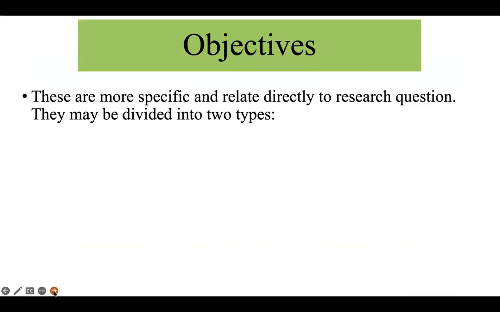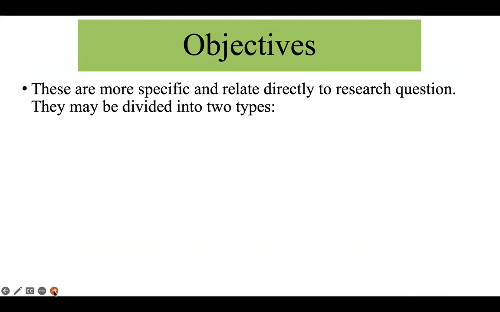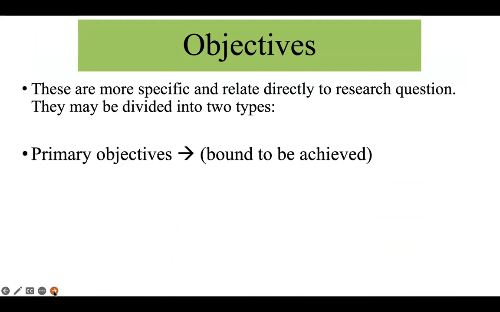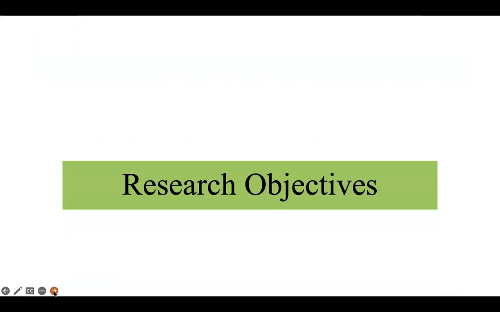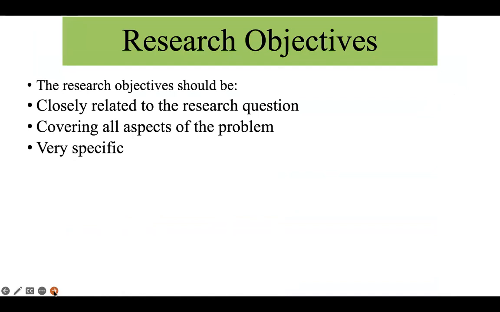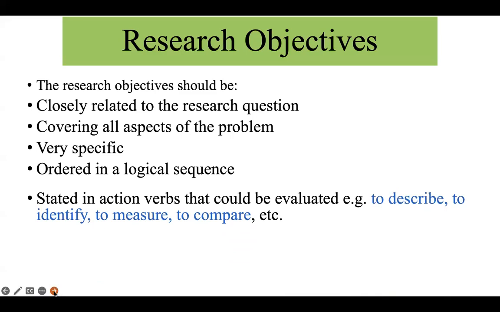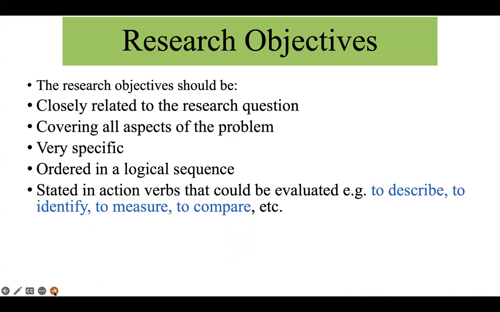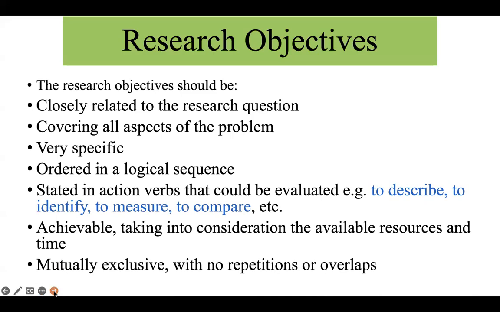Objectives are different. These are more specific and relate directly to the research questions. They may be divided into two types: primary objectives, which are bound to be achieved, and secondary objectives. Research objectives should be closely related to the research questions, covering all aspects of the problem, very specific, ordered in a logical sequence, stated with an action verb that could be evaluated, to describe, to identify, to measure, and to complete, achievable, and mutually exclusive.